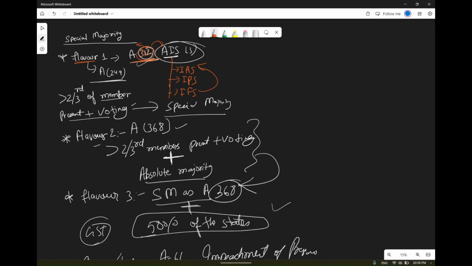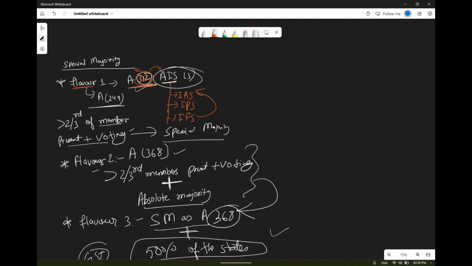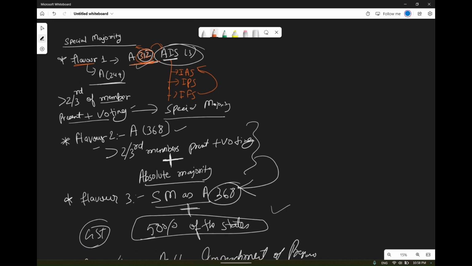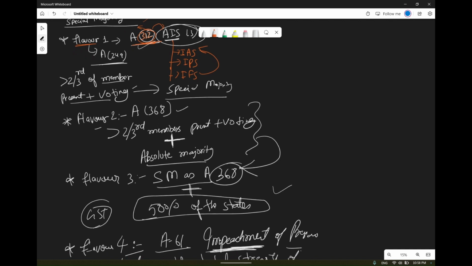Okay, so what this special majority is, we need 2/3 of the members present and voting. That will be called a special majority. Straight and simple, 2/3 of the members present plus voting. Whatever we have seen in simple majority is 50% more than the persons present and voting. Just forget about the 50%. Here we'll replace that 50% with 2/3. So 2/3 of the members present plus voting is required for special majority flavor 1. It is used through article 312 in the all India service, if you add an extra wing, where IFS was introduced through this process only.